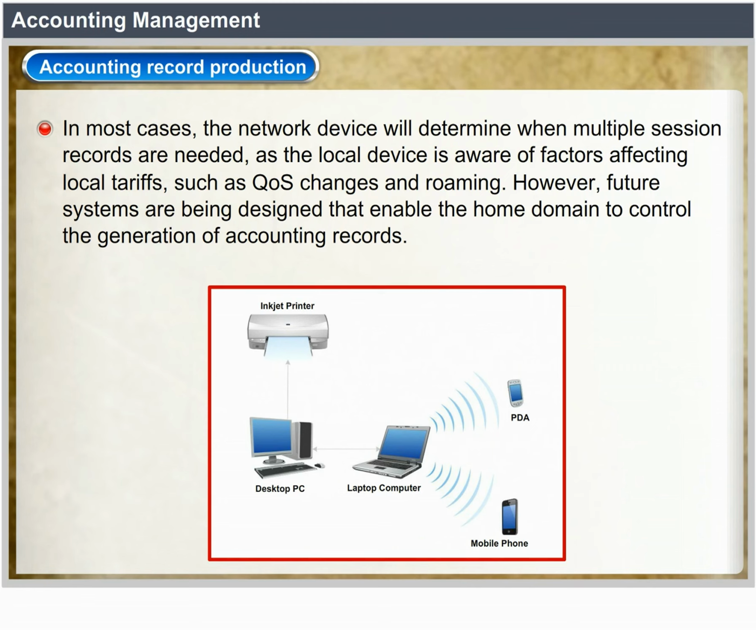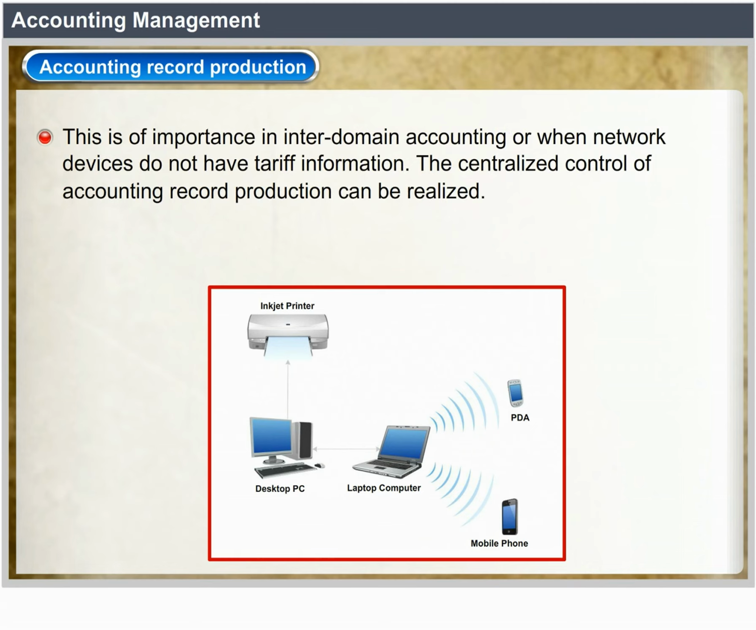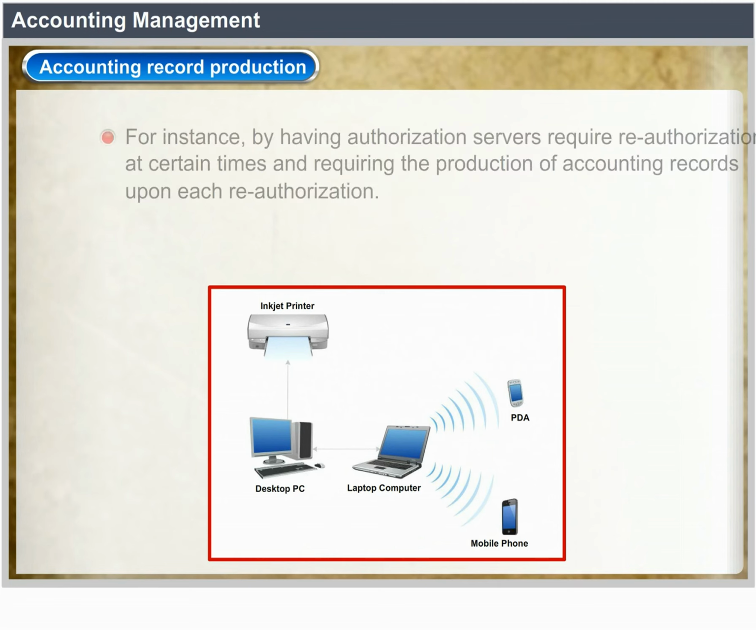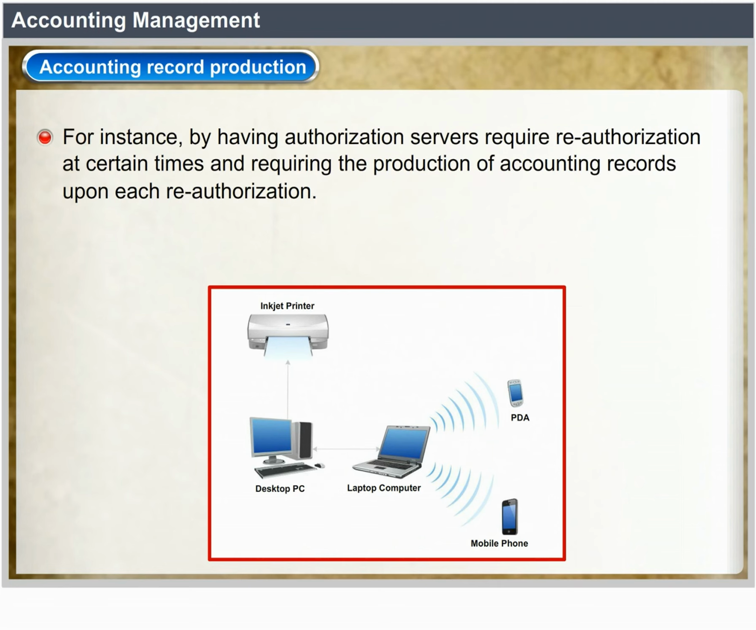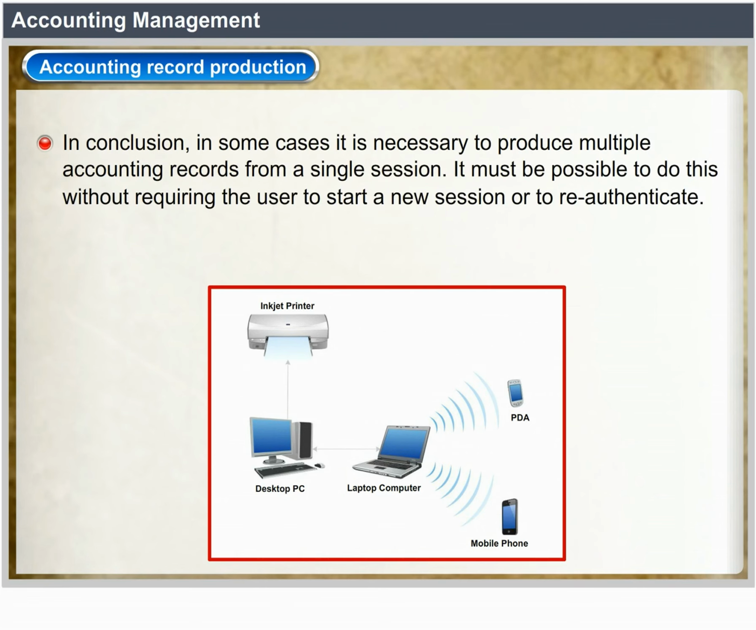However, future systems are being designed that enable the home domain to control the generation of accounting records. This is of importance in inter-domain accounting or when network devices do not have tariff information. The centralized control of accounting record production can be realized, for instance, by having authorization servers require reauthorization at certain times and requiring the production of accounting records upon each reauthorization. In conclusion, in some cases it is necessary to produce multiple accounting records from a single session. It must be possible to do this without requiring the user to start a new session or to re-authenticate.